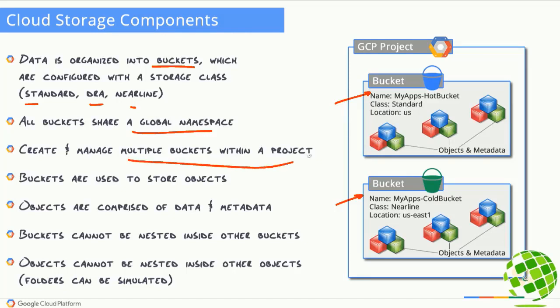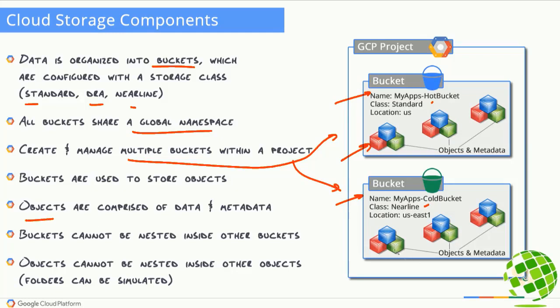And yes, we can have multiple buckets within our project. In fact, that's the first thing we'll do: create a bucket, specify a class, and specify a location. So here we have two buckets. One is standard and one is nearline. And buckets then store objects.